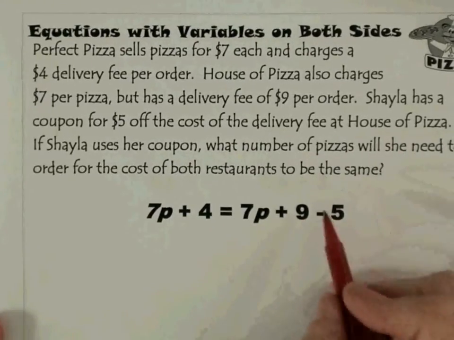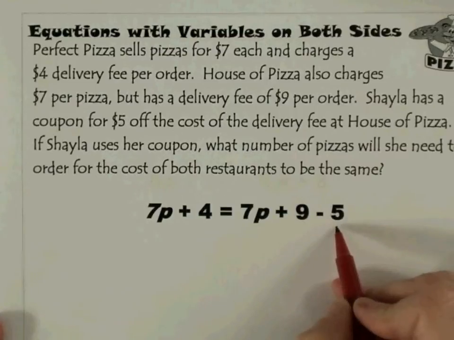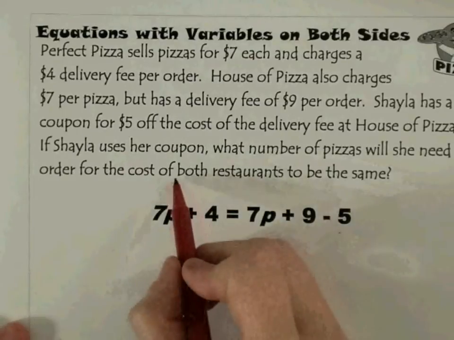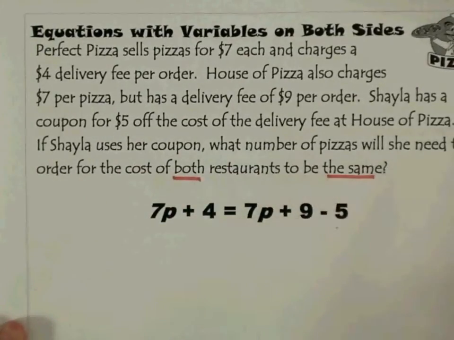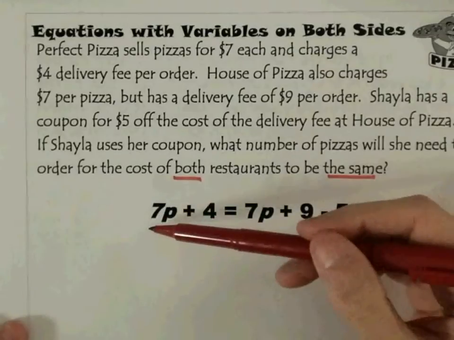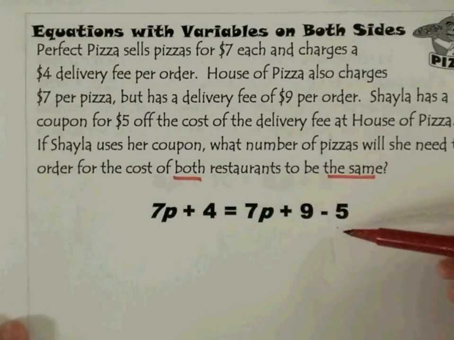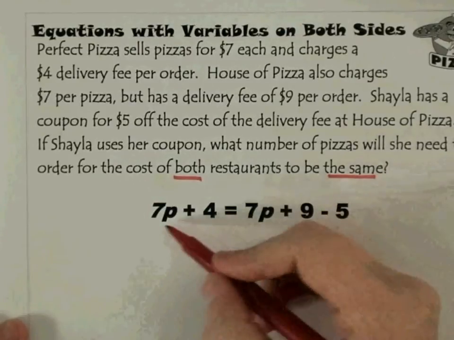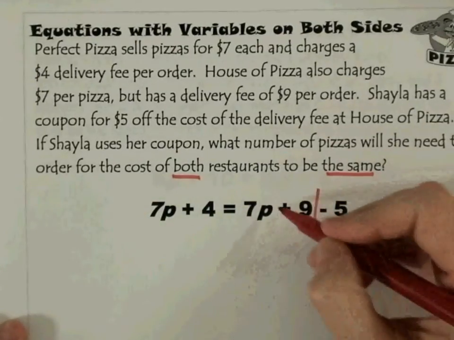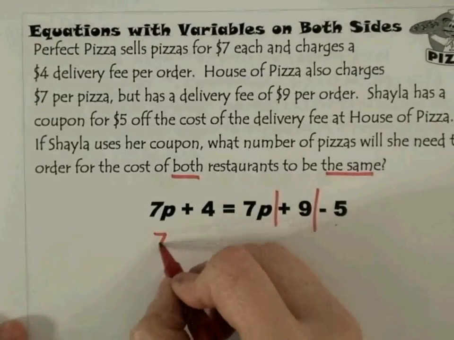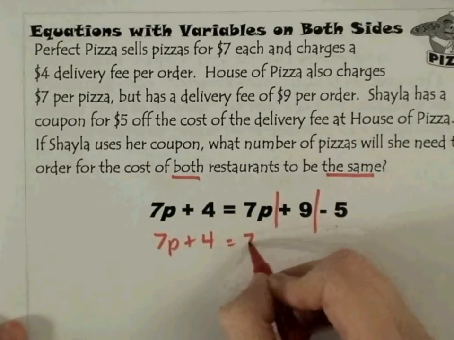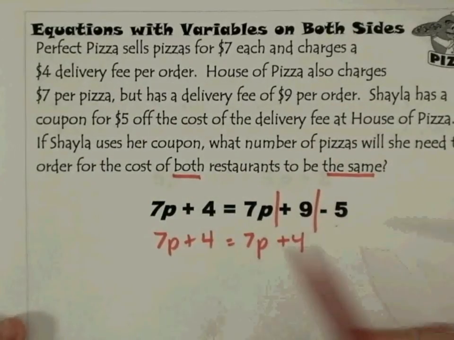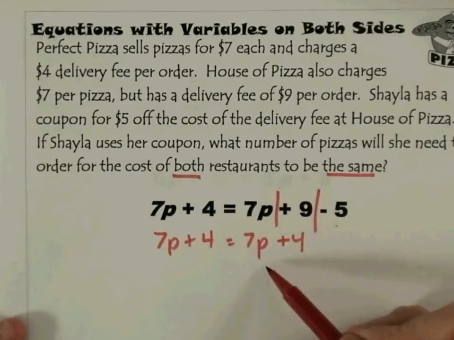Okay? Now Shayla's got a coupon for $5 off the cost of delivery at House of Pizza. So if she uses her coupon, what number of pizzas will she need to order for the cost of both restaurants to be the same? So both and the same tell me that I need Perfect Pizza and House of Pizza to be equal. So when I start to solve this, I notice 7p plus 4 is kind of perfect the way it is, but I've got to combine some terms over here. I have 7p plus 4 equals 7p plus 9 minus 5, which is plus 4. They look exactly the same.